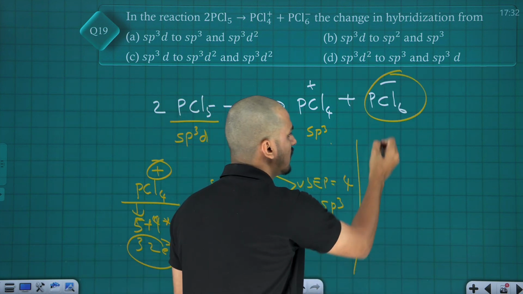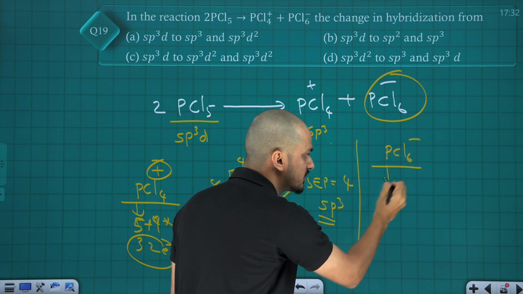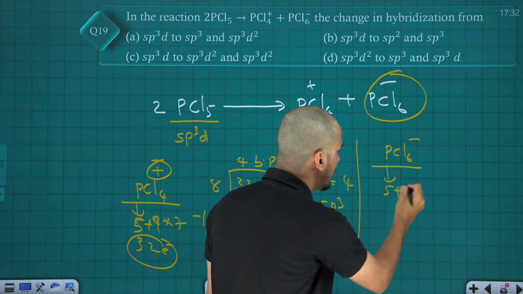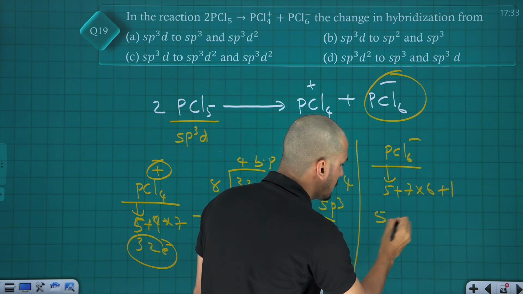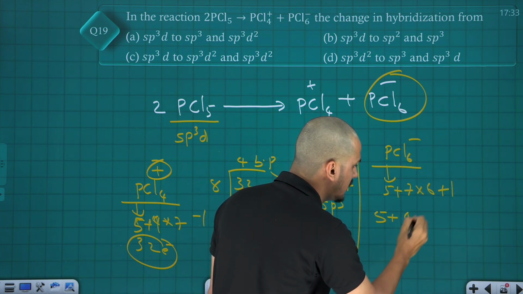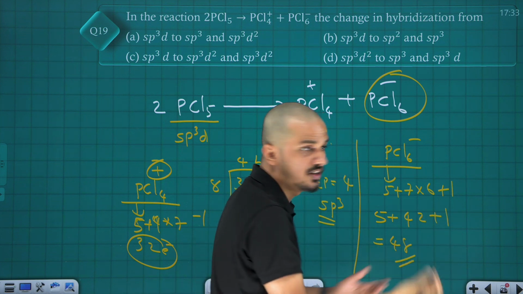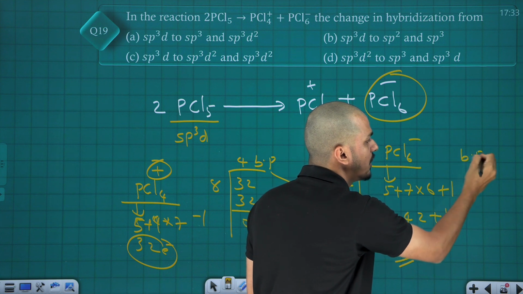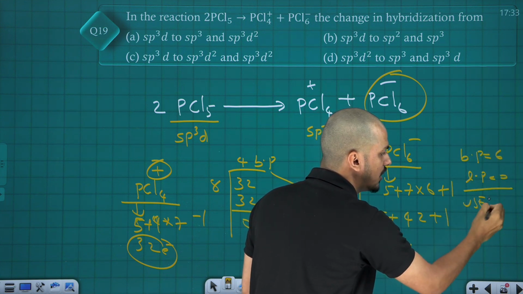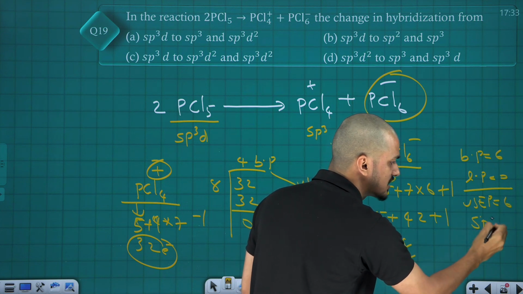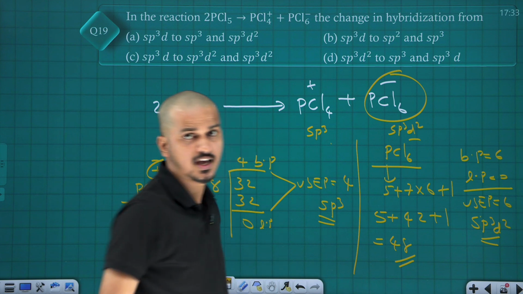What about PCl6 minus? The valence electron of phosphorus is 5. Chlorine is 7, 7 into 6. Minus 1 means 1 electron is added. So 5 plus 6 into 7 means 42, plus 1, that means total 48. 48 divided by 8 means bond pair equals 6, lone pair equals 0. VSEPR number equals 6. That means which hybridization? sp3d2. So this is sp3d2.